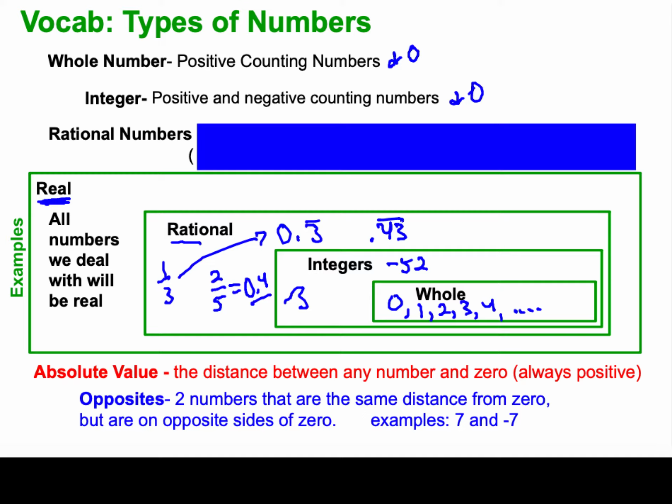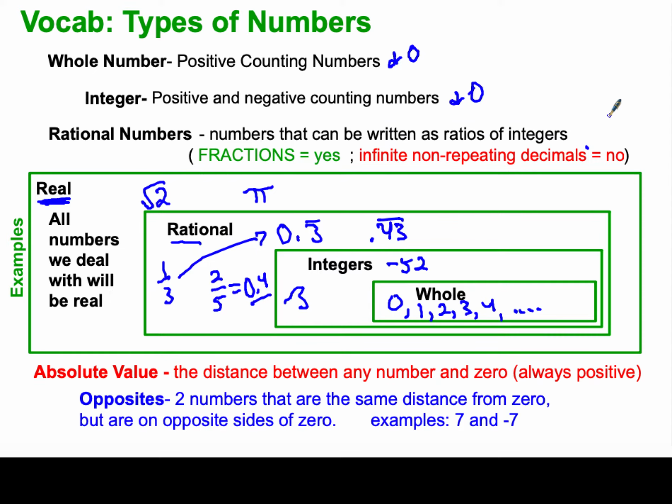There are numbers that are real, but can't be written as fractions. One good example would be things like the square root of 2. It has an infinite non-repeating decimal. Pi would be a really good example. It's not rational, or what we call irrational. We'll learn about those later in the semester. It's not a rational number, but it's still a real number. So again, any number that can be written as a fraction can be considered a rational number.